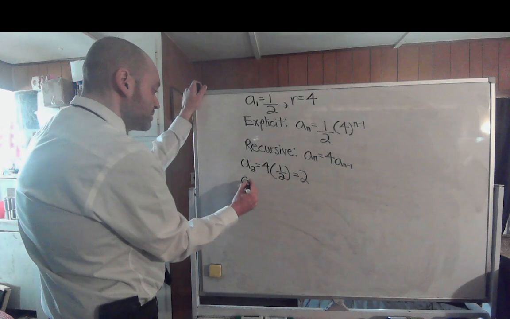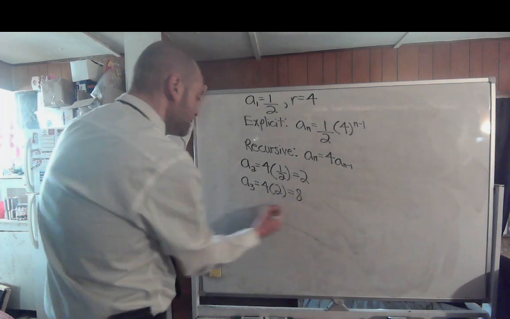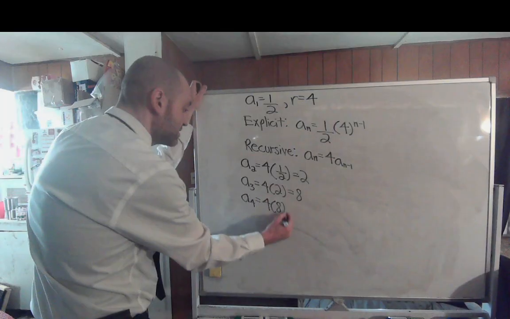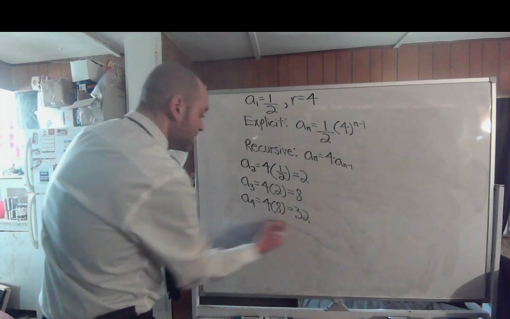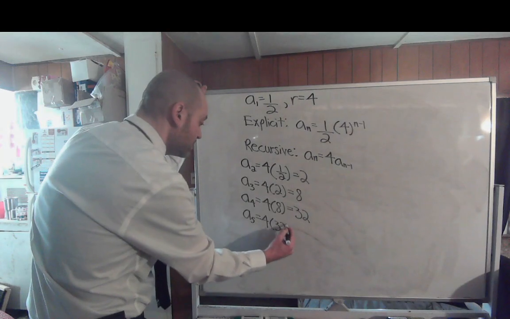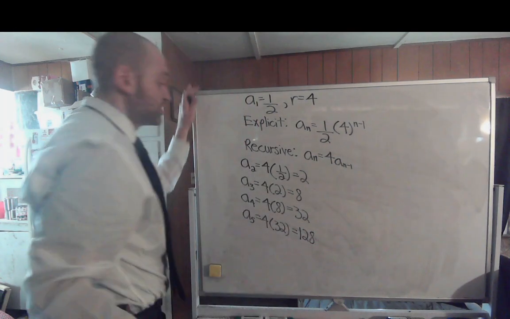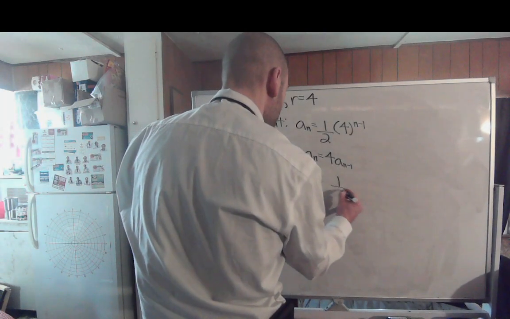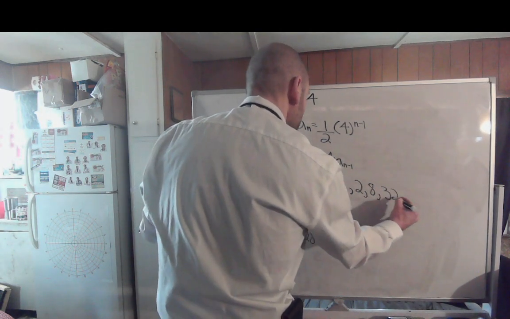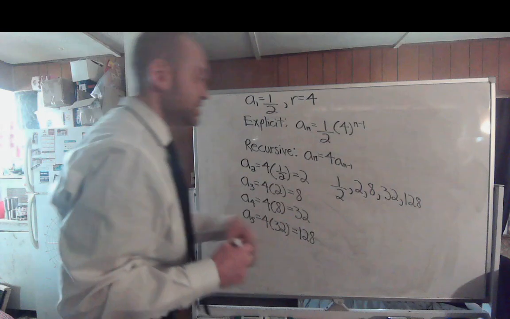Find the third term, that's going to equal 4 times your second term of 2, which would give you 8. Find your fourth term, that would be 4 times your third term of 8, which would be 32. And then find your fifth term, that would be 4 times your fourth term of 32, which would end up being 128. So the first 5 terms of the sequence are 1/2, 2, 8, 32, and 128. Those are the first 5 terms of this particular sequence.